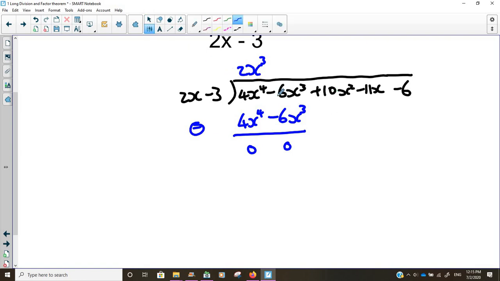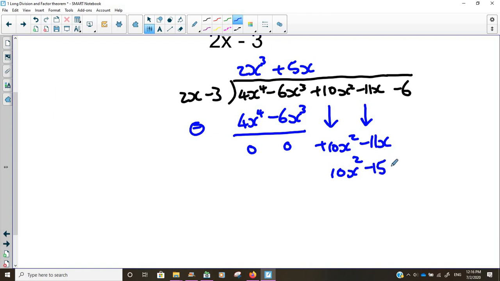Let's bring down the next 2 terms. So we have a plus 10x squared and a minus 11x. Okay, how many times does 2x go into 10x squared? Well, that's going to be 5x. 5x times 2x is 10x squared. 5x times minus 3 is minus 15x. And subtract.